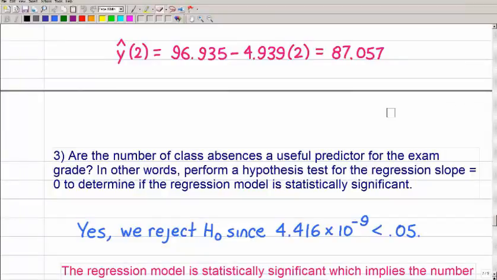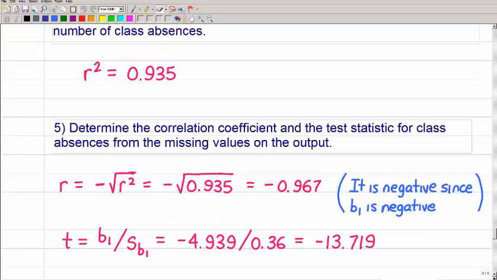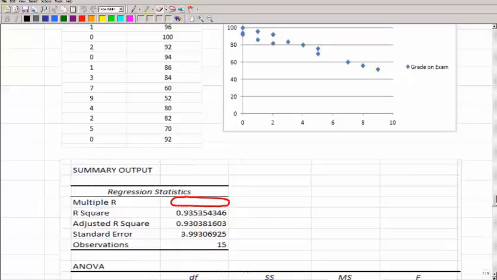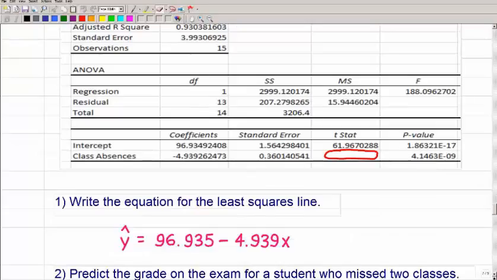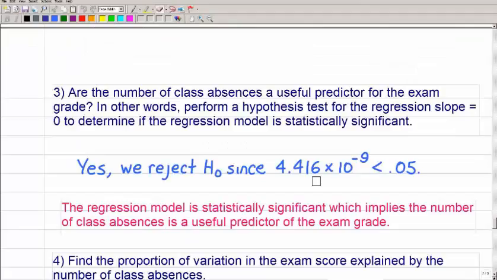Now, are the number of class absences a useful predictor for the exam grade? So just like the last one, let's look at our p-value in that bottom row. And there it is, 4.14 times 10 to the negative 9. So yes, that's very, very small again, so we would absolutely reject. So it is a useful predictor, and the model is statistically significant.